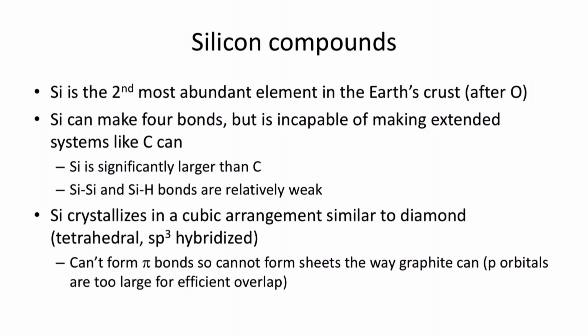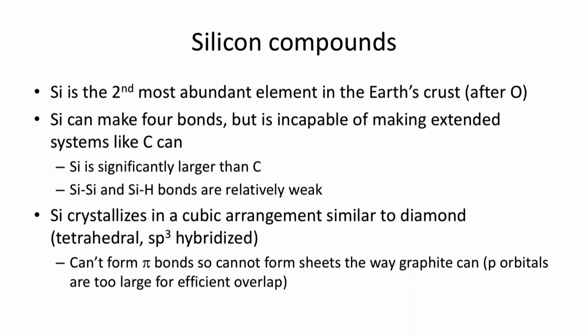Now let's look at silicon. Silicon is right below carbon in the periodic table, and silicon is actually the second most abundant element in the Earth's crust after oxygen. Silicon is interesting because it can actually make 4 bonds, just like carbon can, but it's incapable of making extended systems in the way that carbon can.